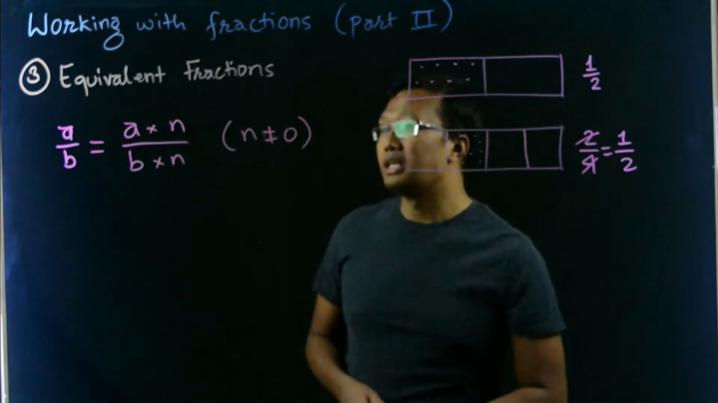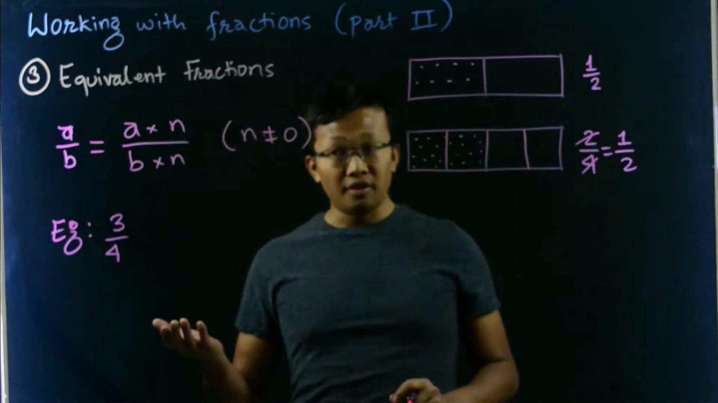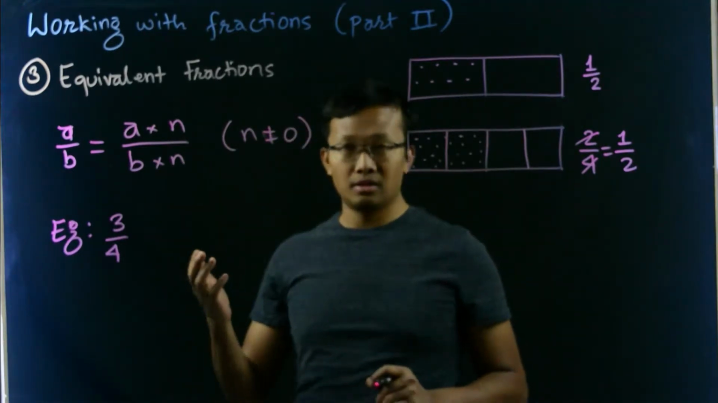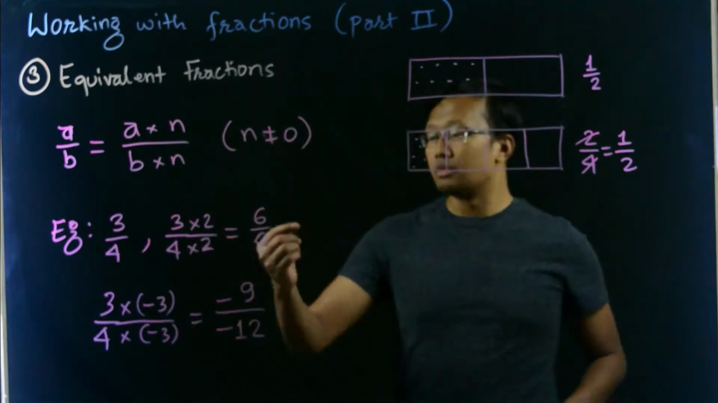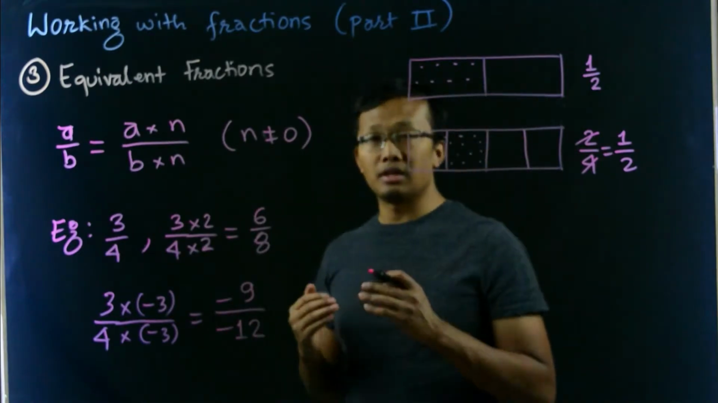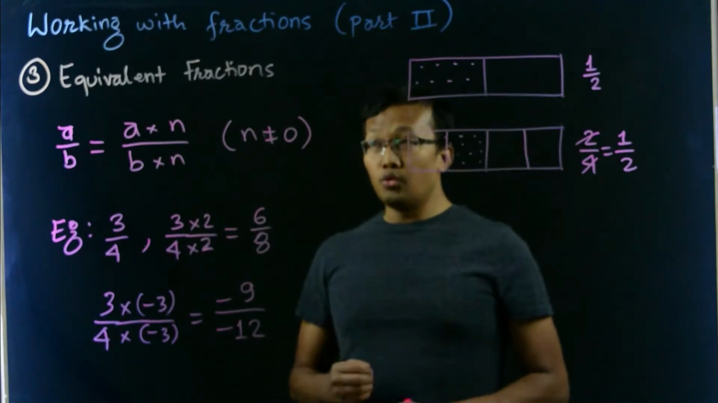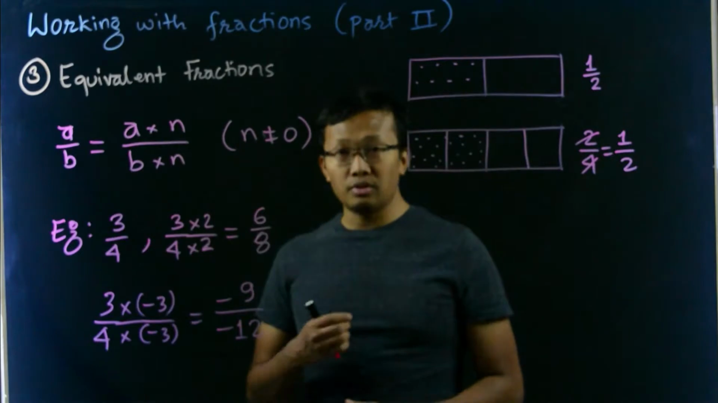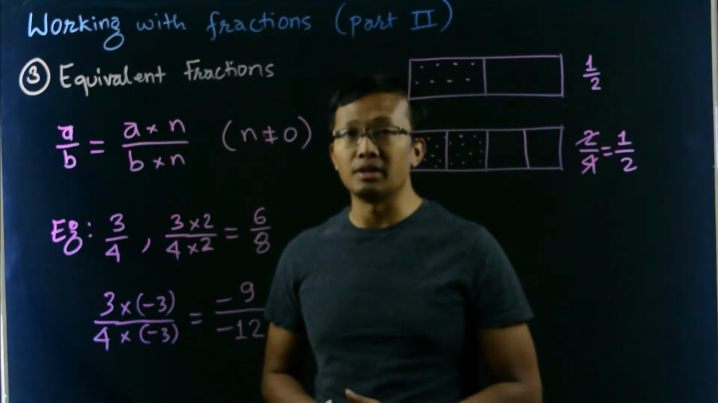For example, let's take 3/4. To find equivalent fractions, we multiply or divide top and bottom by any non-zero number. So 3/4, 6/8, -9 by -12 are all equivalent fractions. We will use equivalent fractions whenever we have to add or subtract two fractions with unlike denominators.